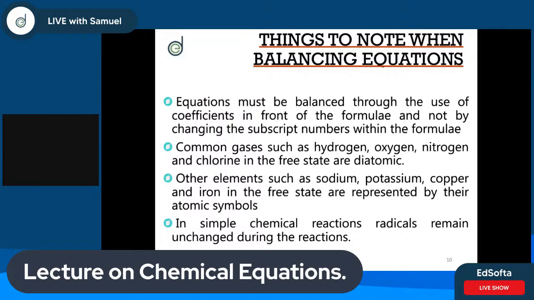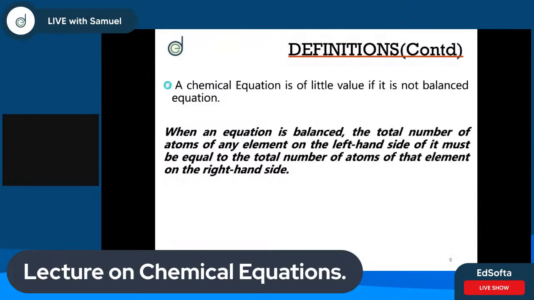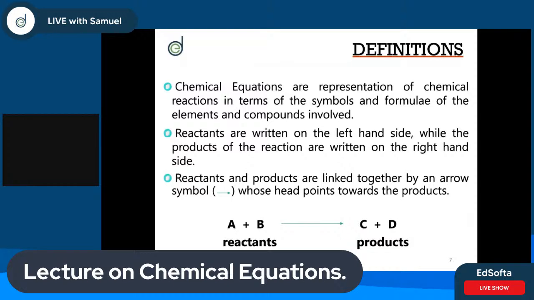But let's move on. So these are the things to note when you are dealing with chemical equations. Let's go over it again, then we can take some questions, and then we'll go on a break and come back for the next topic.